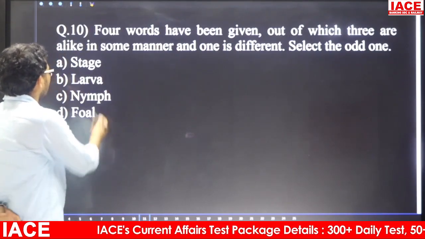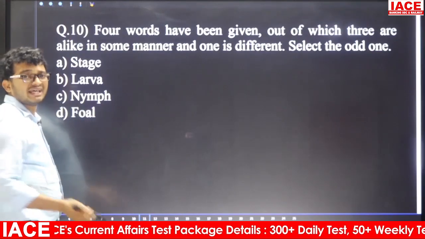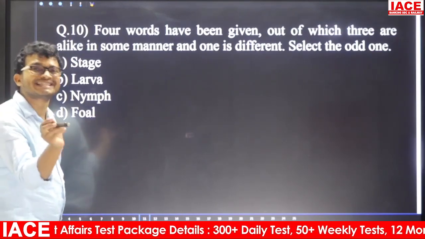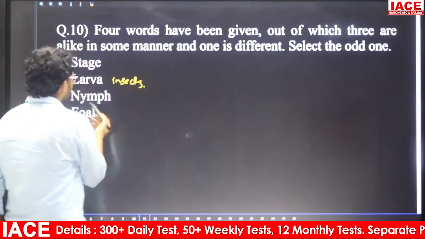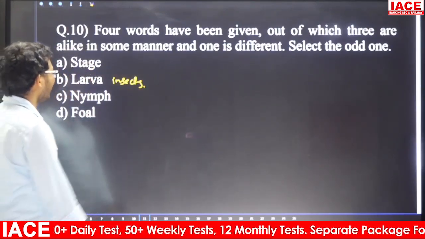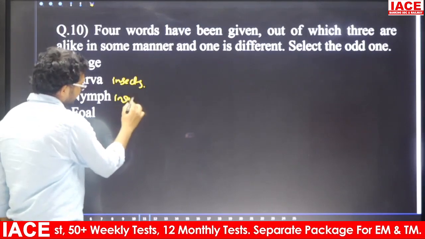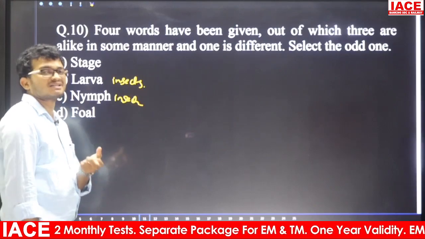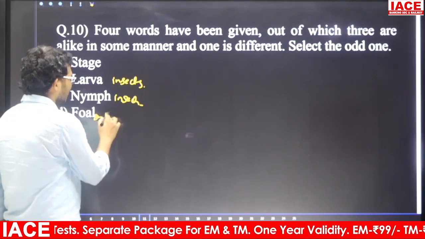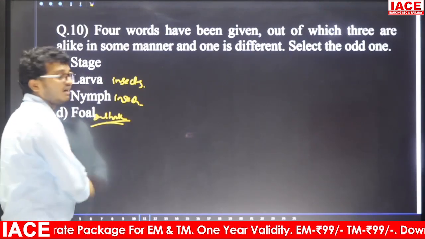Next one is larva. Larva means an immature form of an insect. Next one, nymph. Nymph also means an immature form of an insect. Next one, foal. What is the meaning of foal? A small horse. That means this is one of the stages in horses.